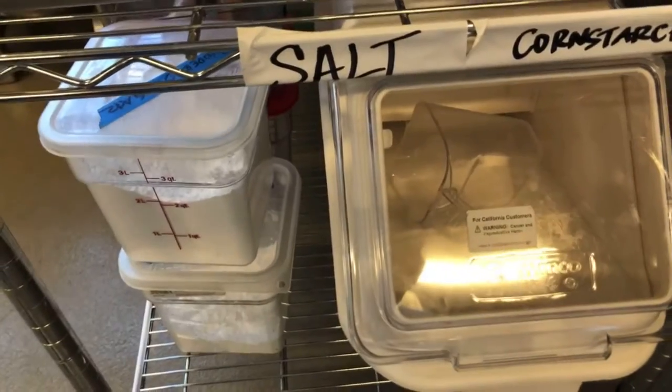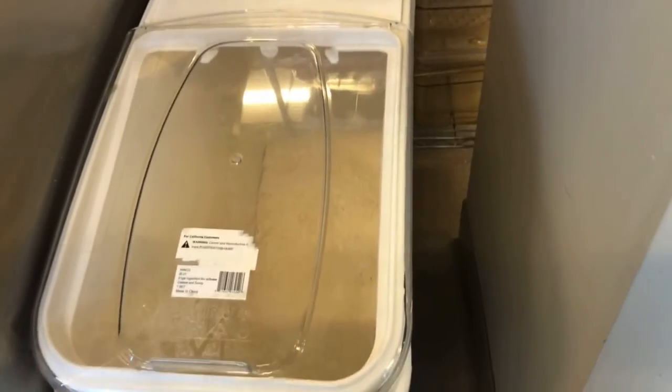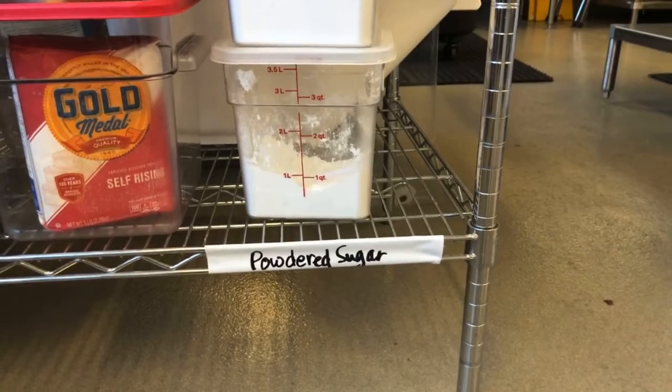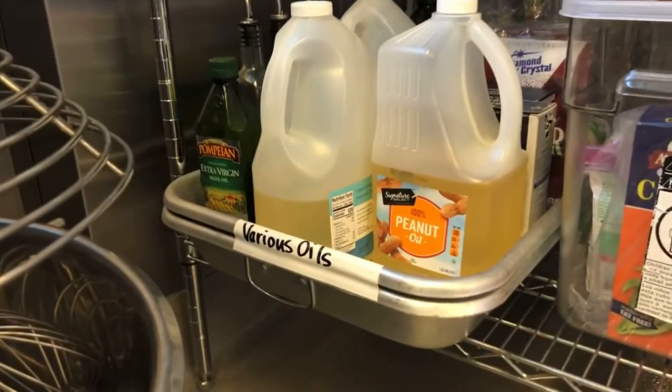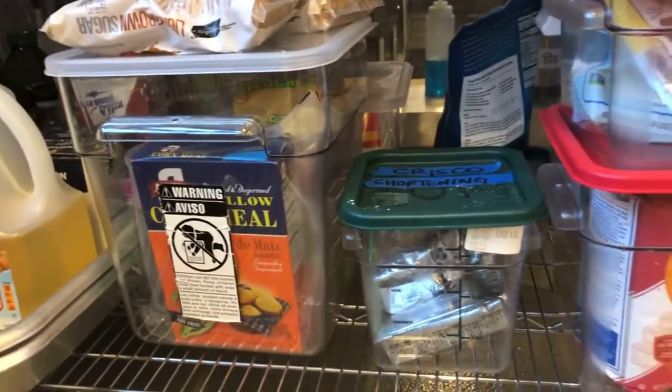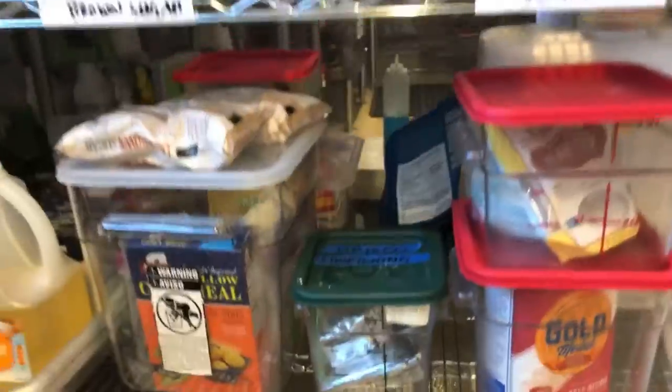This big container is sugar. I will label that. This over here is flour, extra flour. So when your containers run out, please make sure you fill them back up. Also, the powdered sugar goes down here. And then we have various oils over here. And then a few other ingredients that we don't use as much.